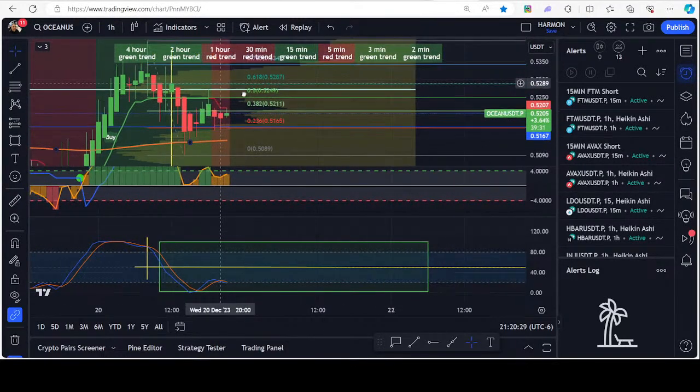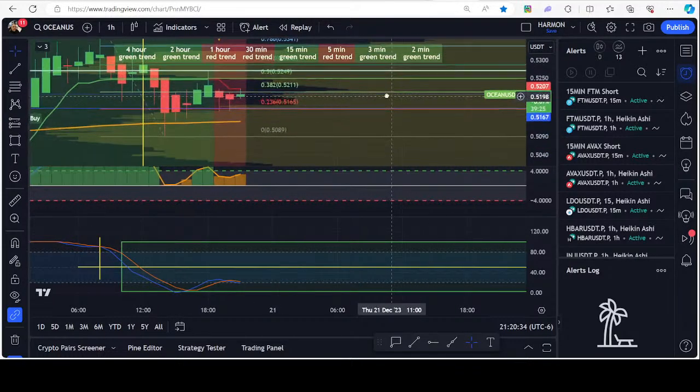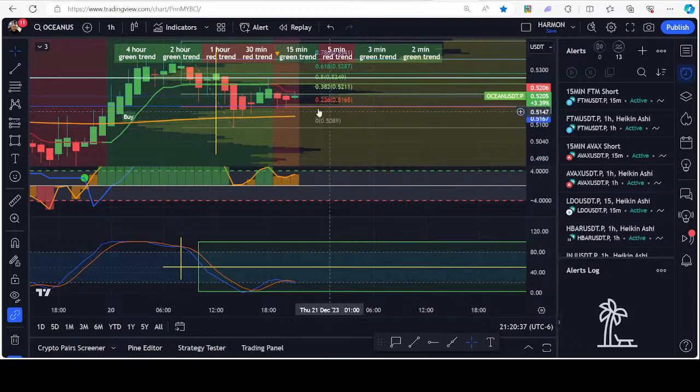So you see how it's red back there? So currently this is the 1 hour trend, right? So it's red currently. So that means it's in a downward motion. So right now it's getting weaker, right? So we look for shorts in that time frame.